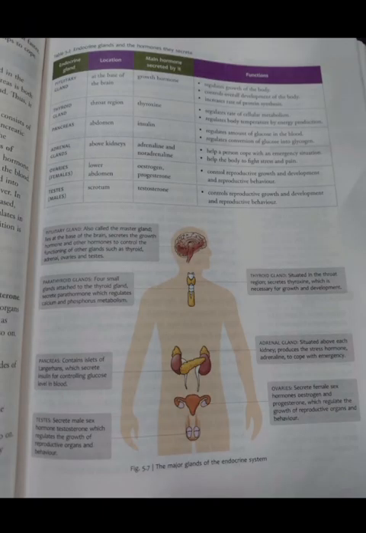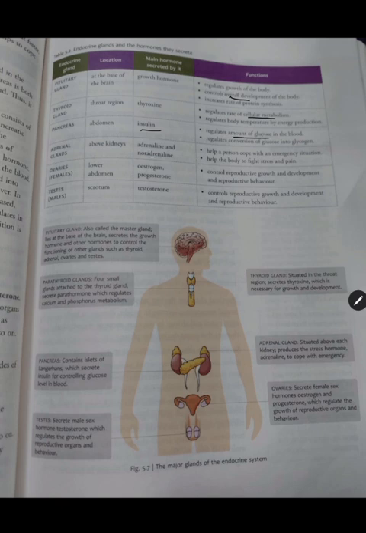Now we can revise the different glands. First is the pituitary gland. It secretes growth hormone which regulates the growth of the body. It controls overall development of the body and increases the rate of protein synthesis. The thyroid gland secretes thyroxine hormone which controls cellular metabolism and body temperature. The pancreas secretes insulin which controls the amount of glucose.